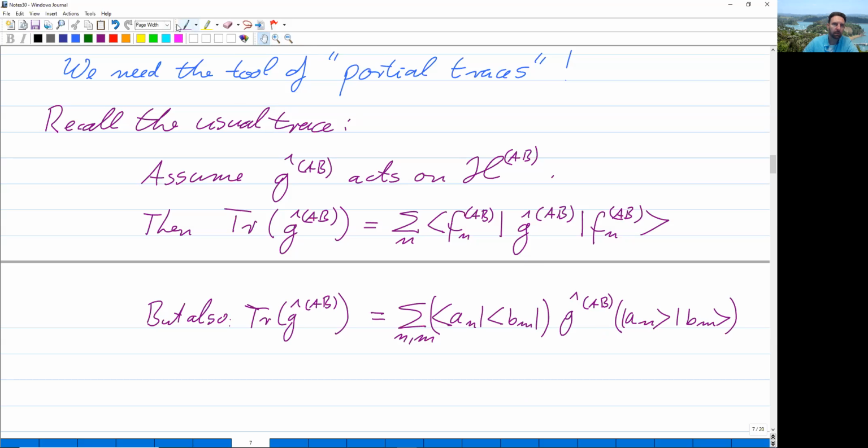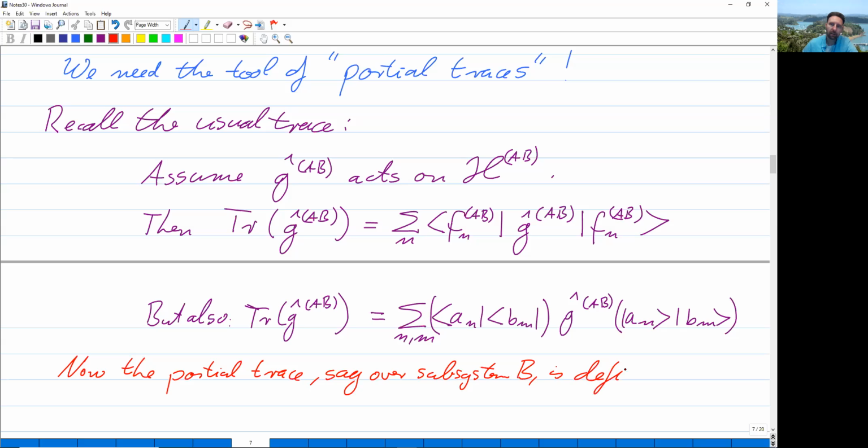Now, the partial trace over subsystem B is defined this way.